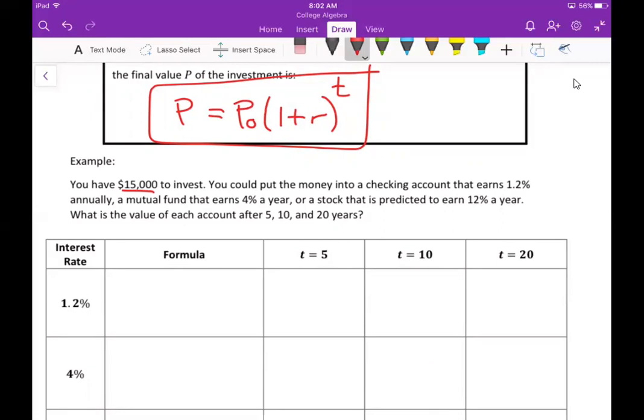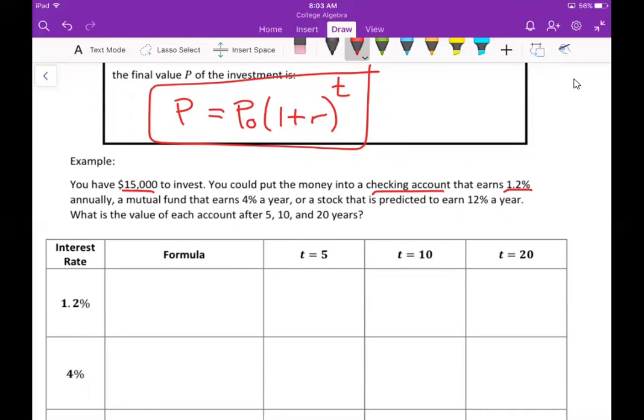So a lot of people will put their money into a checking or savings account. Now those are very safe investments, but typically their interest rates are pretty low, like around 1.2%. I think around here, the highest you can get is about 2%. Okay, so very safe investments, but the interest rates then are lower.